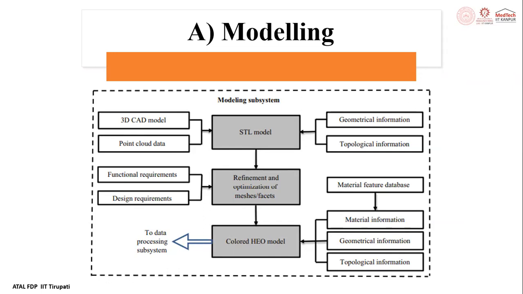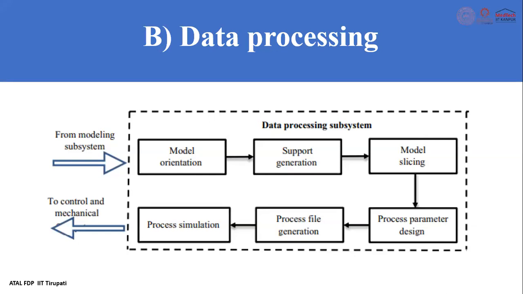So taking all these things into account, now what we do is use this for 3D printing. From the model side, we try to see model orientation. Model orientation plays a very, very important role, and because of that, the supporting structure is also done.